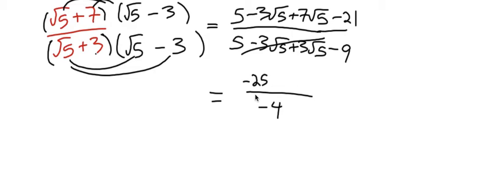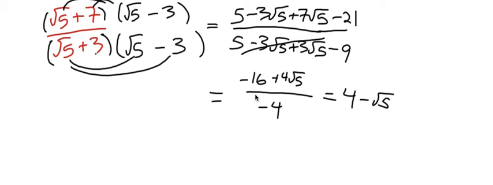Oh, I'm sorry, not negative 25. That was silly of me. 5 minus 21 is definitely not that. It is negative 16. And then we get positive 4 square root 5. Now it's up to you, but since I see 16 and 4 on top and negative 4 on the bottom, you can kind of look at it two ways. I'm going to look at it as distributing that negative 4, dividing both of those numbers. Negative 16 divided by negative 4 is 4, and 4 square root of 5 divided by negative 4 is just negative square root of 5.